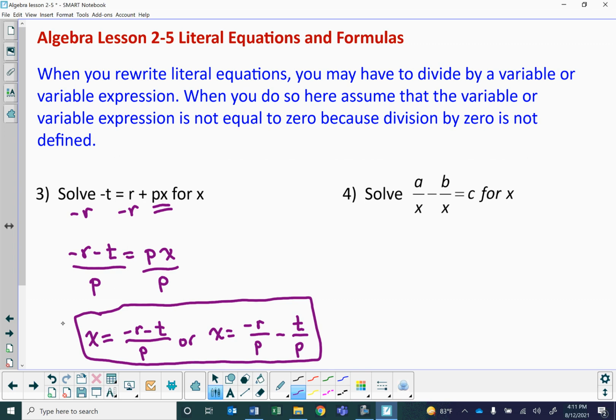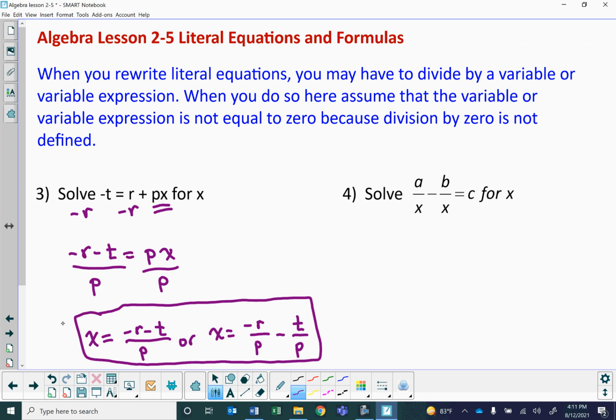Number 4, solve a divided by x minus b divided by x equals c, and we have to solve this for x. And I'm looking at this going, ooh, fractions. Okay. I don't want to solve it for 1 over x. I want to solve it for x. And right now, x is in my denominator. I somehow have to get x to my numerator. To do that, the easiest way to do that, clear the fraction.